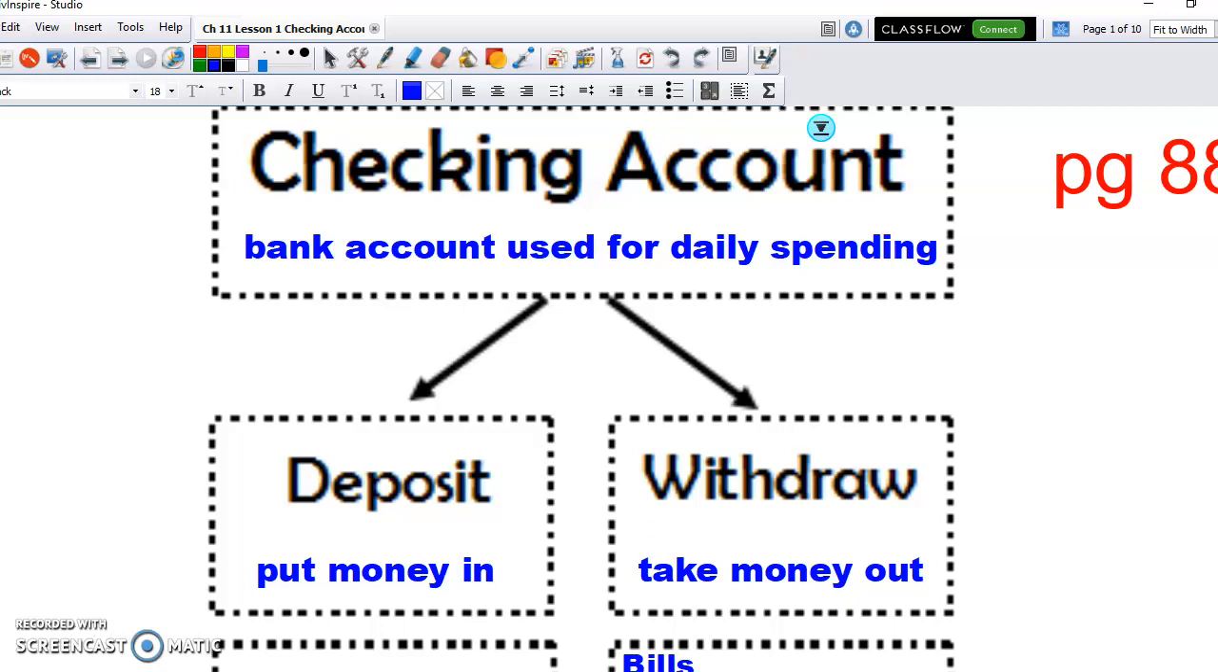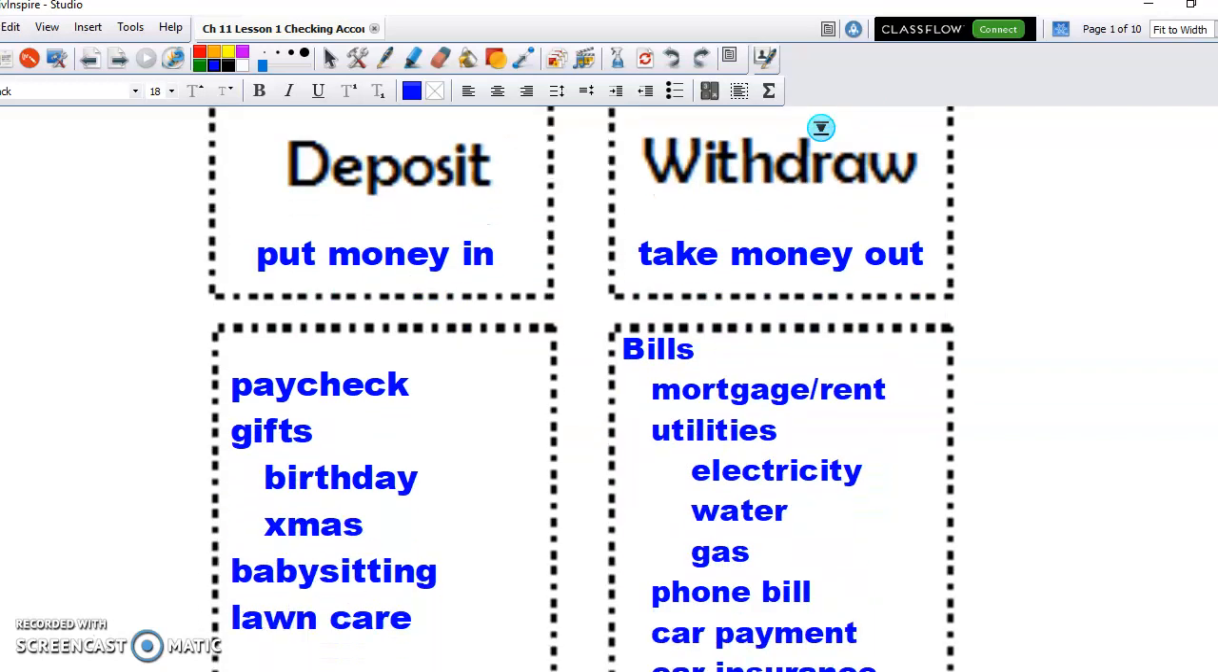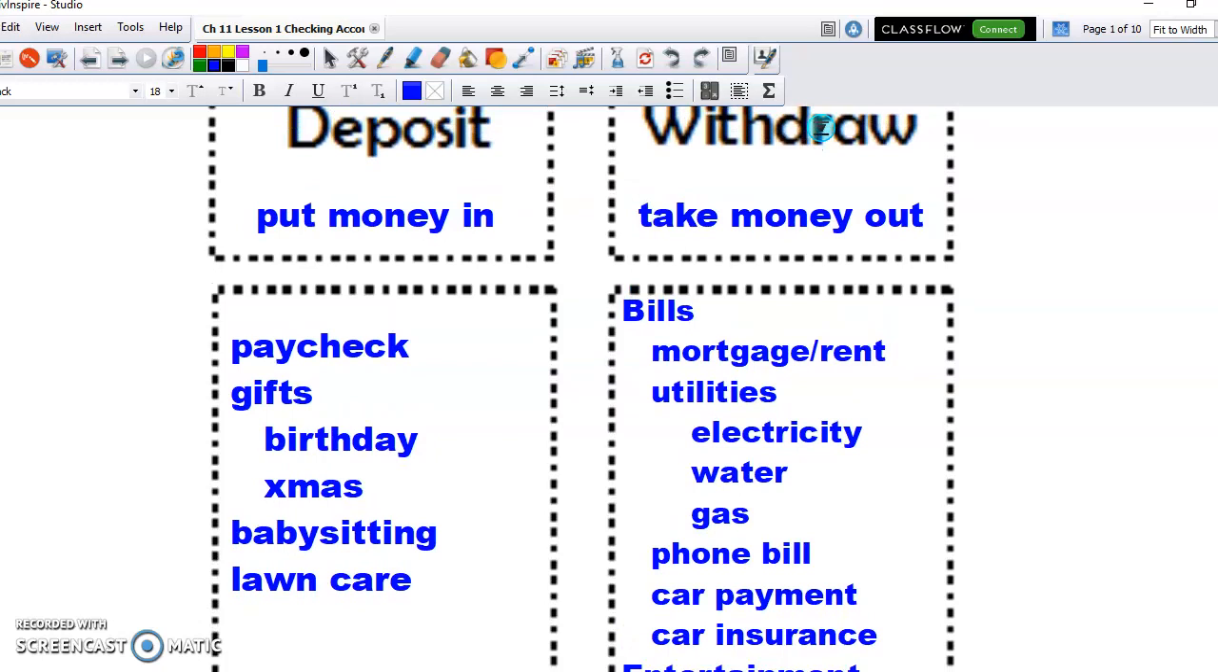A checking account is a bank account that is used for daily spending. There are checking accounts and savings accounts. Savings accounts are bank accounts that you put money in and you don't touch that often because you're saving up for something. A checking account, however, is something that you use all the time to deposit and withdraw from. As a reminder, a deposit is when you put money in your account, and a withdraw is when you take money out.